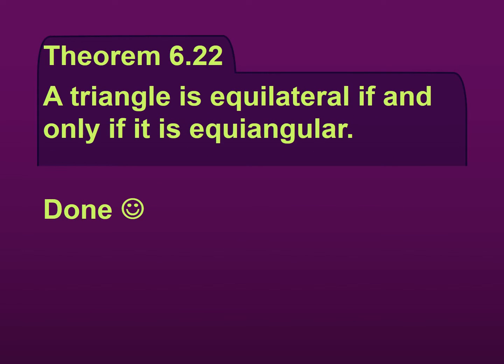And our last theorem is that a triangle is equilateral if and only if it is equiangular. So if it's one, it's got to be the other.